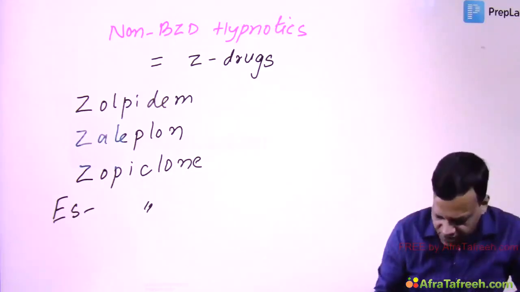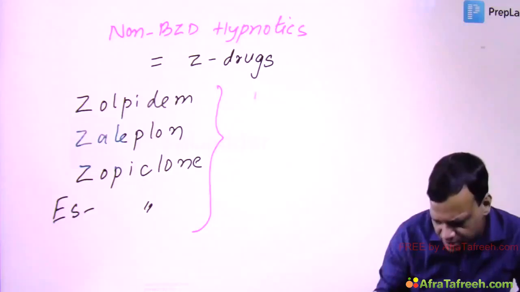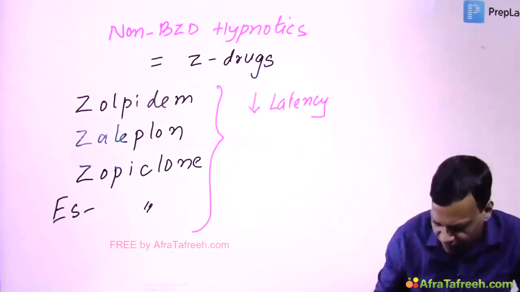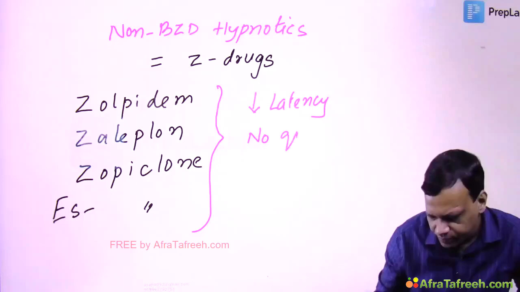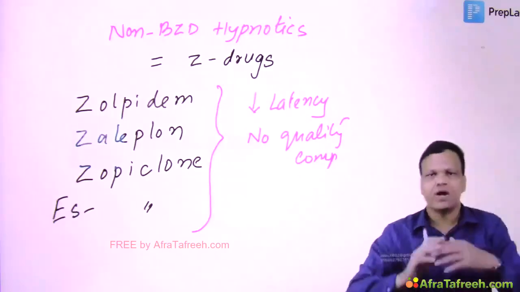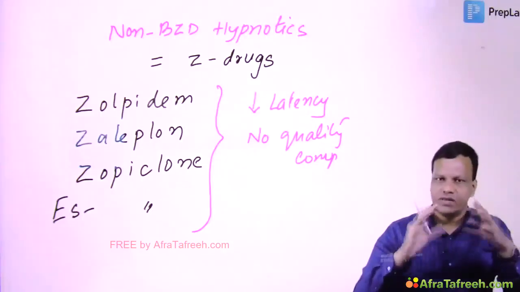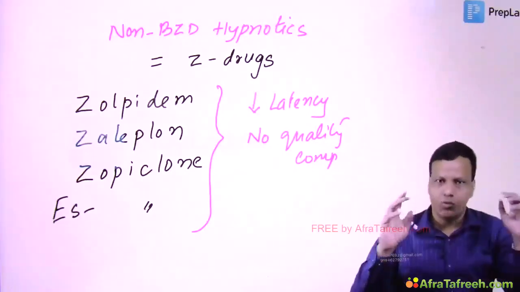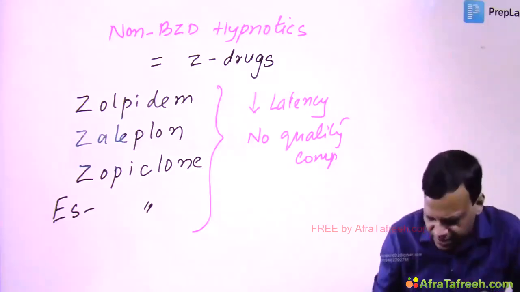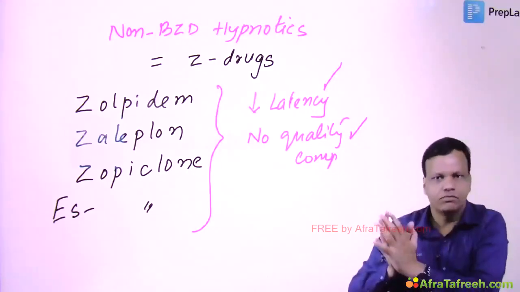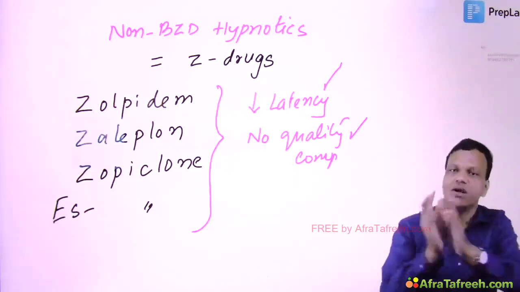The major advantage of these drugs is that they decrease the latency of sleep onset, which we want, but they do not affect the quality. They do not compromise the quality because they do not change any of the phases of sleep. That means REM, phase 1, phase 2, phase 3, phase 4 remain the same. They do not increase the duration. They only decrease the latency, without compromising the quality. And further, they do not increase the sleep quantity. The person will sleep for 6 hours only, but will fall asleep earlier.